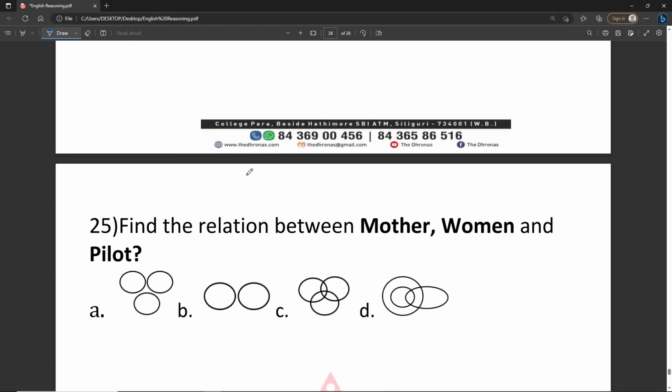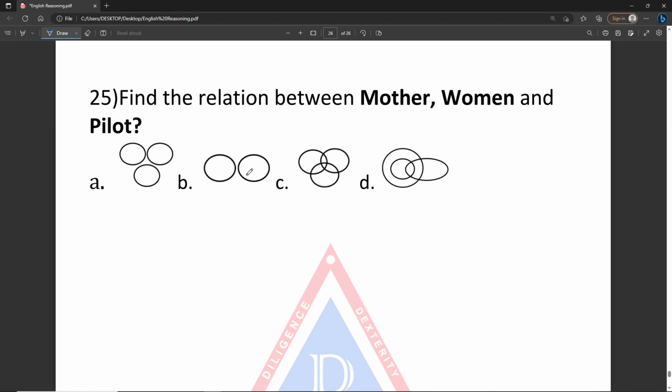Chalo, next question, and last question for today's session. So it is also about relation. And the relation states mother, woman, and pilot. So the first option. Obviously, those who are women only can be mothers. So if we write mother, woman, pilot, something should be linked because women are only capable of becoming a mother, right? So the option is wrong.